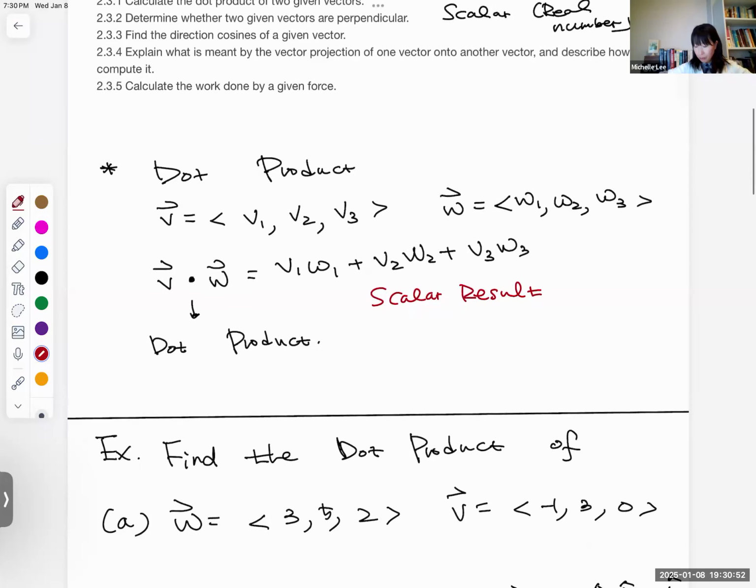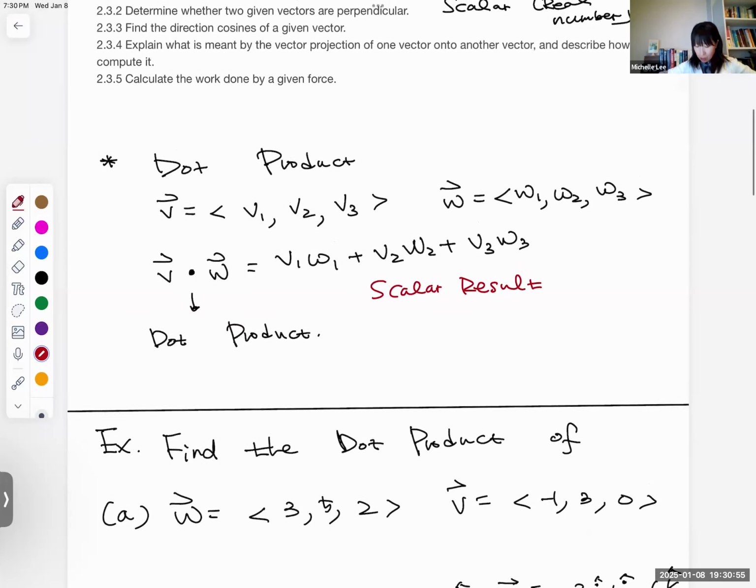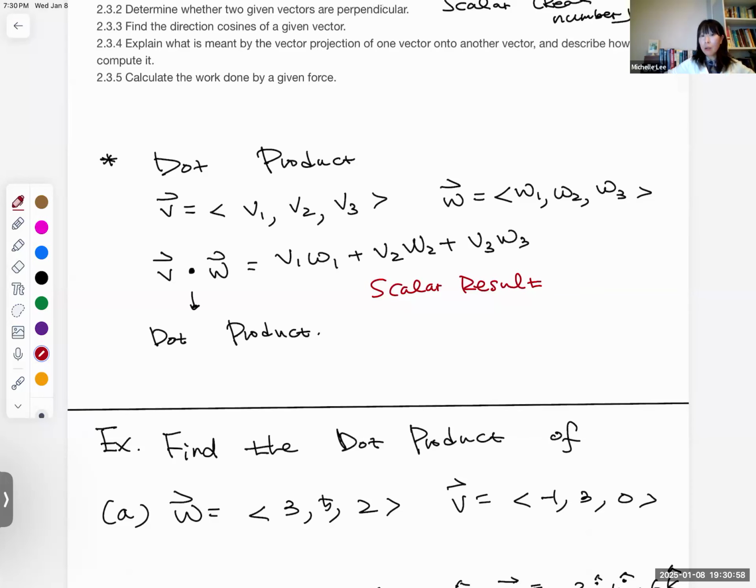So we have two vectors. We want to find the dot product of two vectors. So here we go. So vector w dot v. Then the component with the component, we multiply together and then we add them, right? So 3 times -1 plus 5 times 3, sorry, plus 2 times 0, right? So we get 12.